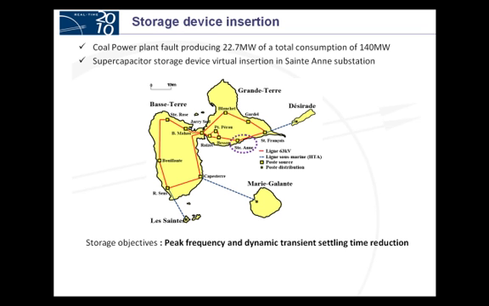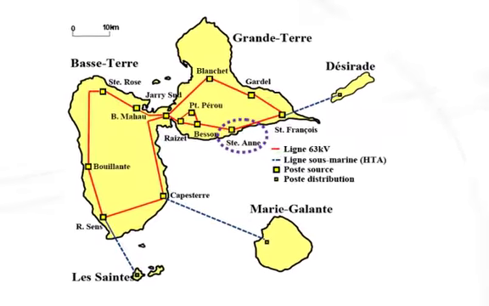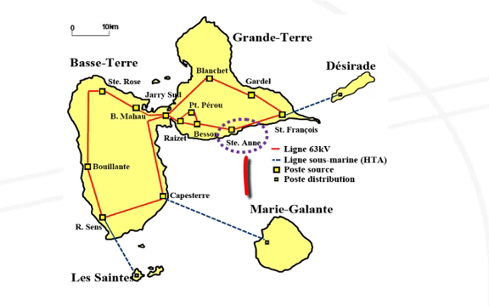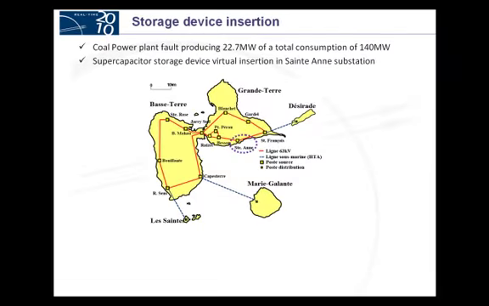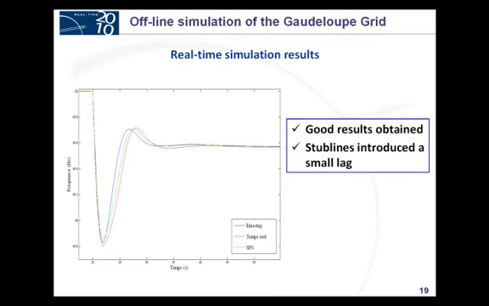Okay, so now we can start to insert our storage device. So the scenario was, we have a fault of the coal power plant, which was producing approximately 23 megawatts for a total consumption of 140 megawatts. And we want to insert a storage device here in the Sainte-Anne substation. The objective was to reduce the peak frequency and the dynamic transient settling time. So we want to reduce this peak frequency here and to reduce the settling time.